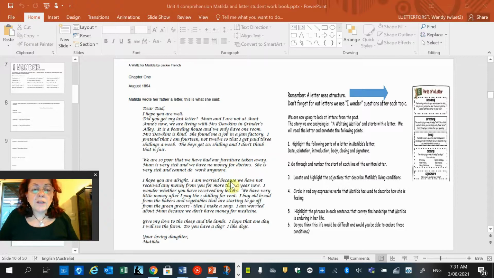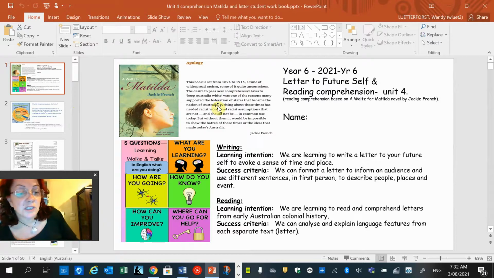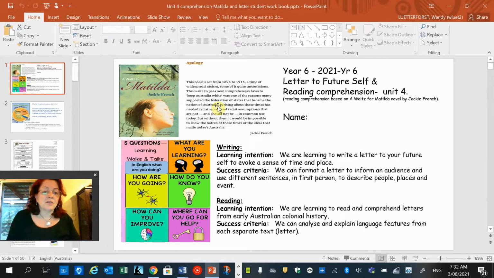Now, what we're looking at with Matilda, which is a novel, this is the front of the novel. It's A Waltz for Matilda, and the author is Jackie French. It's about a little girl who's growing up in Australia between 1894 and 1915. In Australia at the time, there were a lot of problems. There was the White Australia policy, which we learnt about in HASS, and a lot of racism, a lot of children working in factories to try and keep their families. Life was very, very hard. So this little girl, Matilda, writes letters back and forth between people, and we can see how her life changes over a period of time.